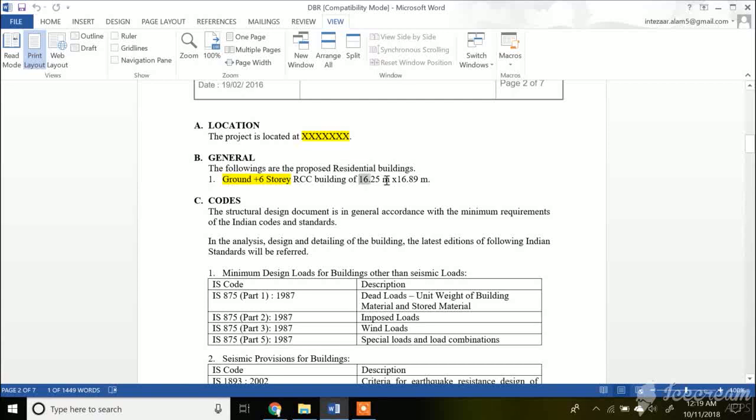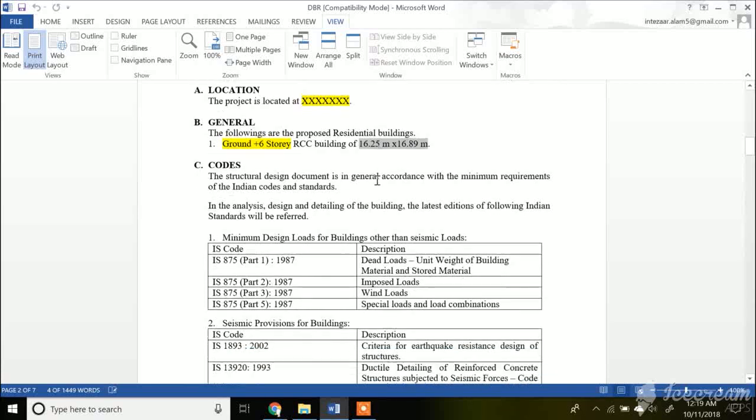This is the plan dimension. We can change it later on when I'm doing the modeling and designing. If I need to change it, I'll change it, or I'll keep it the same.